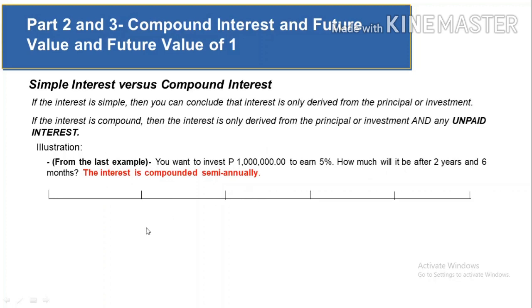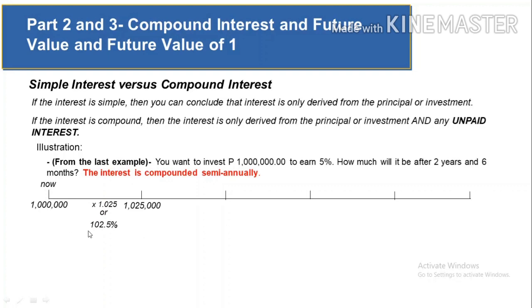So let's go now to the computation. You have 1 million now. And after 6 months, it will grow to 1,025,000. Actually, the 1 million has been multiplied by 1.025 or 102.5%, where 100% is for the principal invested and 2.5% is the interest.